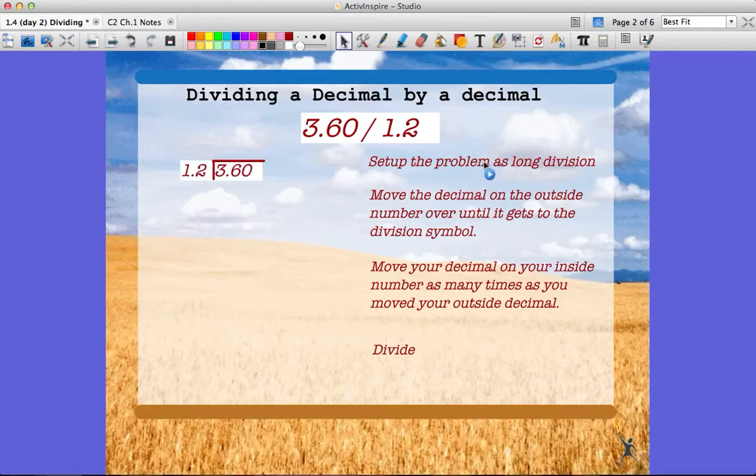So first we set the problem up as long division. As always, the first number gets to walk in the door first and get into the party, while the second number has to wait patiently. The next step, and this is the most confusing part, you have to move the decimal on the outside until it gets to the door. So if you want to think of it as the decimal being in line to get into the party, the decimal cuts in front of all the rest of the numbers to get to the front door.